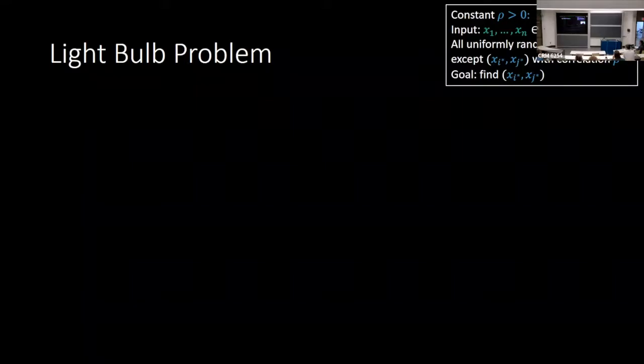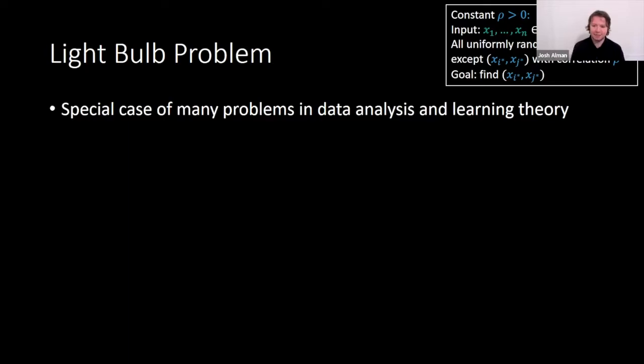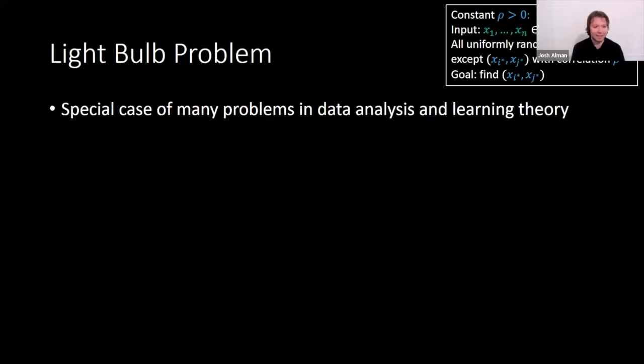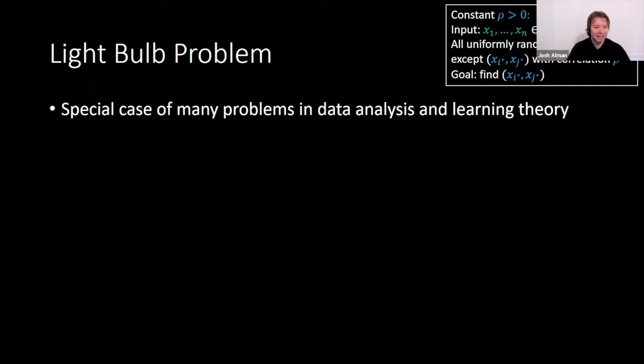Okay, thank you. So this is just a reminder that the input is n vectors that are all uniformly random, and they're all independent except for a planted correlated pair that we're trying to find. So this is a special case, as you can imagine, of a lot of problems in data analysis and in learning theory, where some part of the problem involves figuring out what's correlated among your inputs.